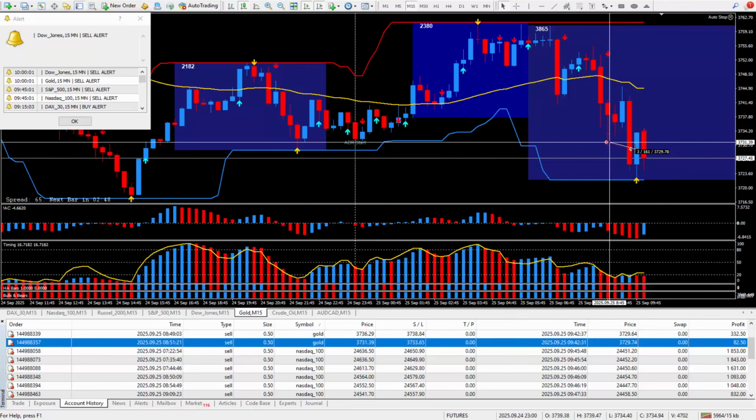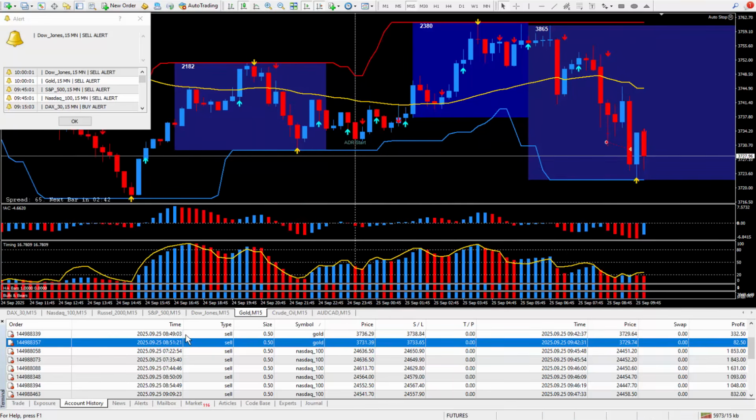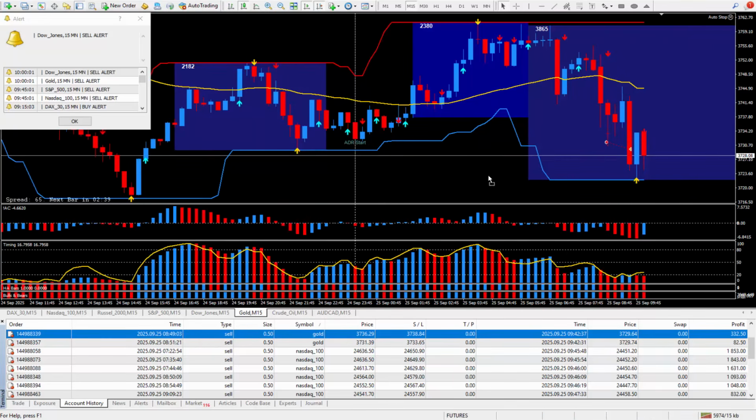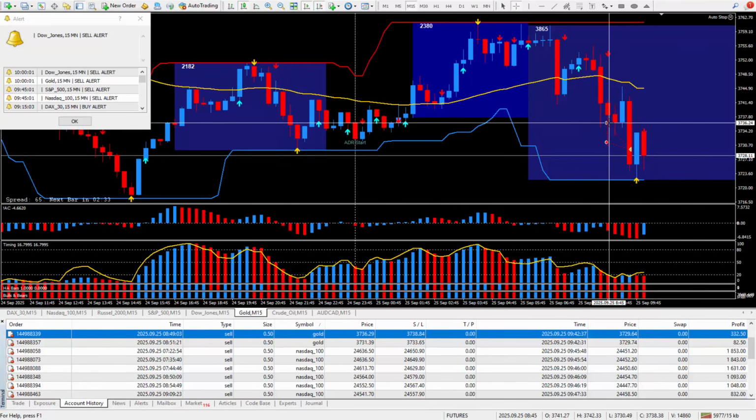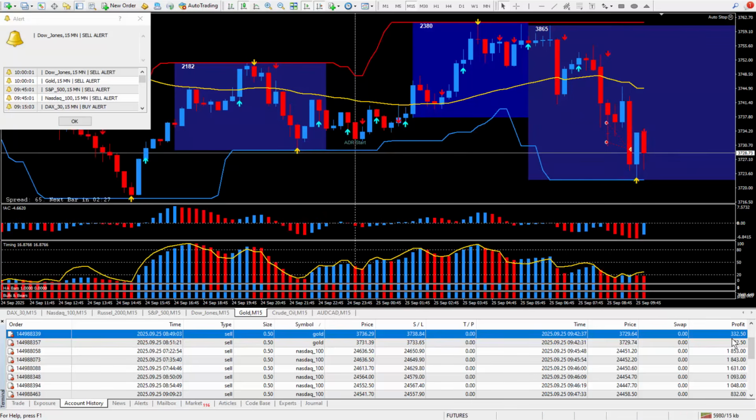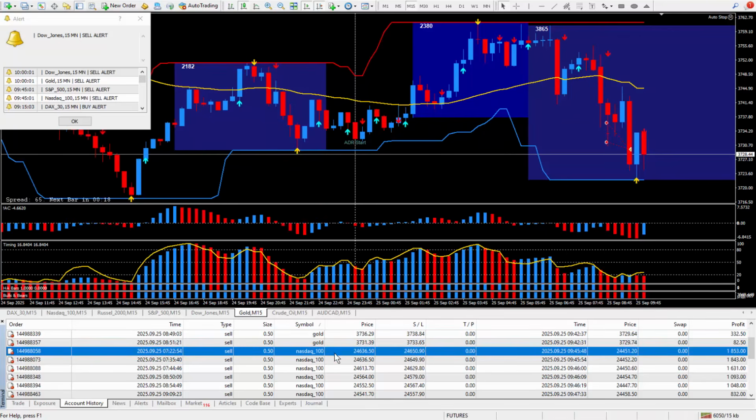There it is right there. 16, paying out $82. And the other one, I took it around the same time, a little bit before. As I mentioned, this one here, we're looking for 66. There it is right there, and that paid out $332. Okay, let's move on to the NASDAQ.